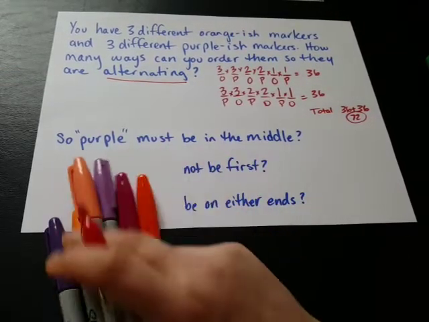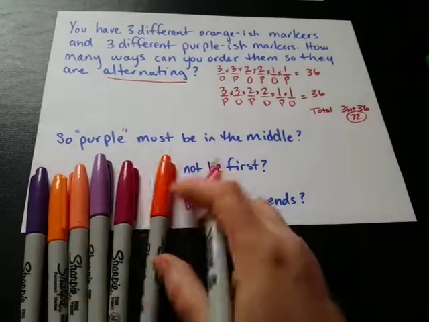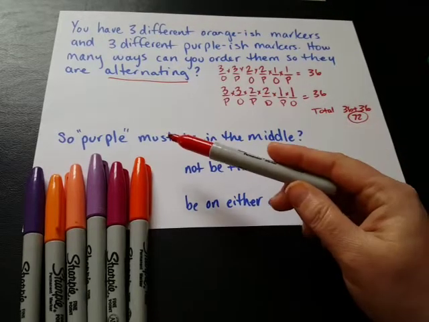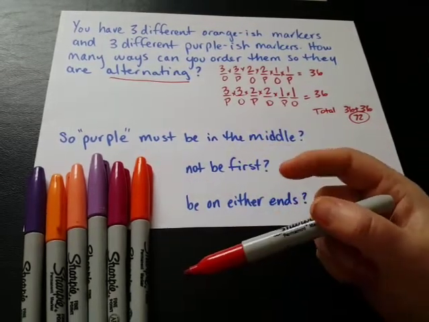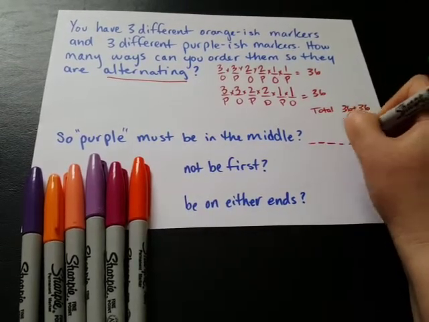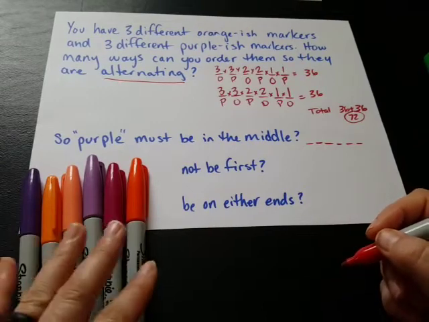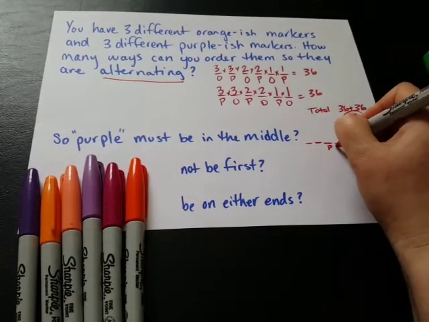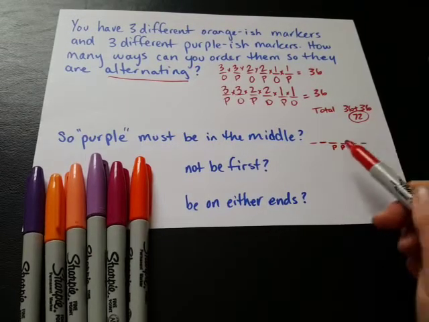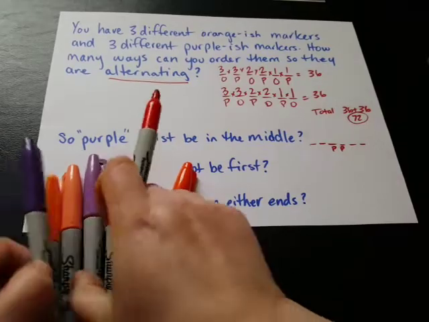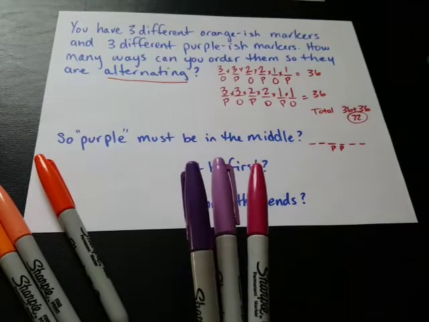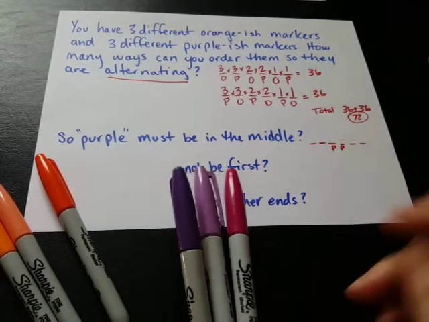Now I'm putting some more restrictions on these. Again we're finding how many ways we could arrange them so that purple must be in the middle. We still have our 6 markers, but the purple-ish markers have to be in the middle. I like to write that underneath the placeholder for them. I would also take care of your restrictions first. So any of these could go in the middle spots.